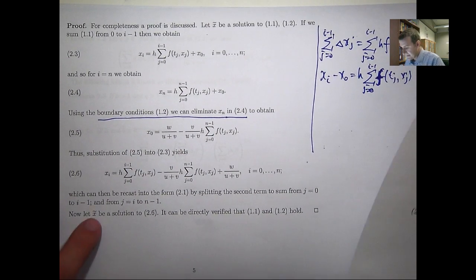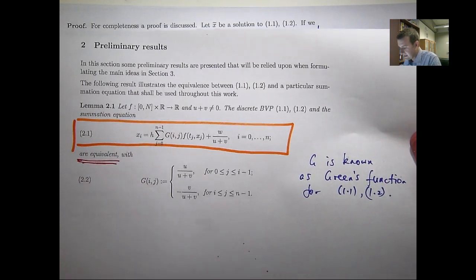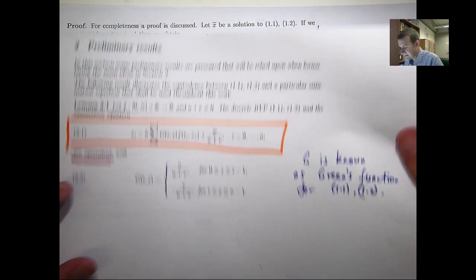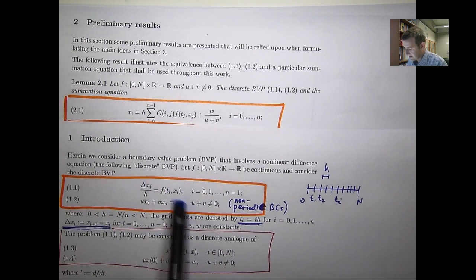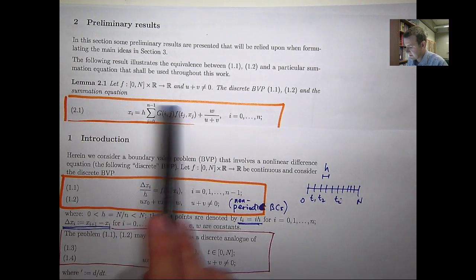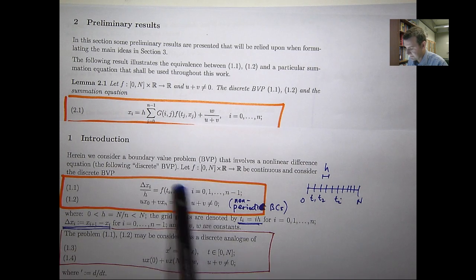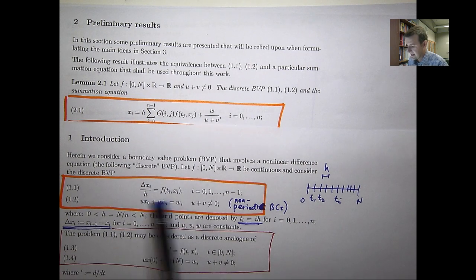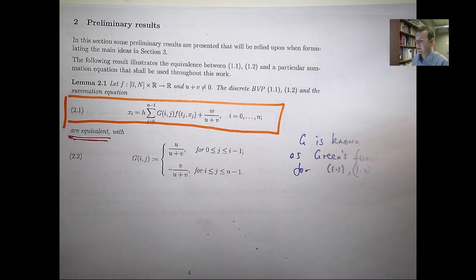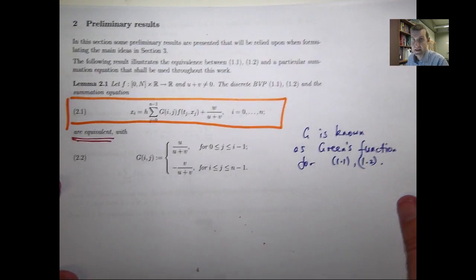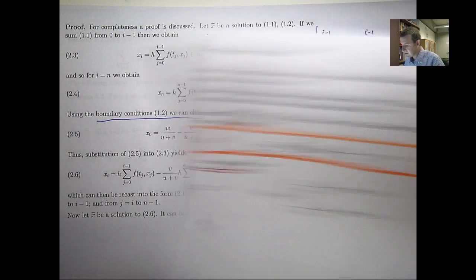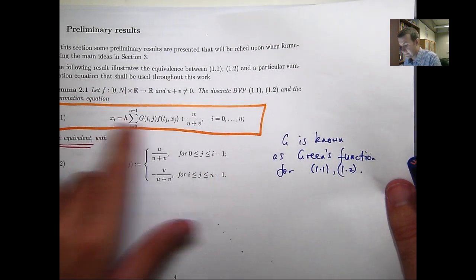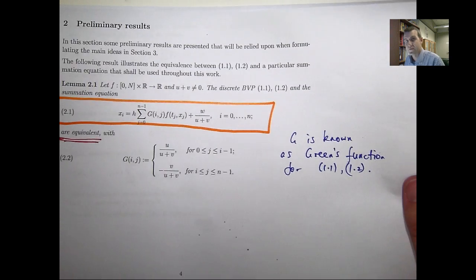If we let x tilde be a solution to this, then all we have to do basically is show that x tilde satisfies this and this. So basically take the difference of both sides and show that you get this, and then test the boundary conditions. I haven't actually put that part in, but it's reasonably straightforward. Okay, so this is going to be a big part for us in the proof of the main result.